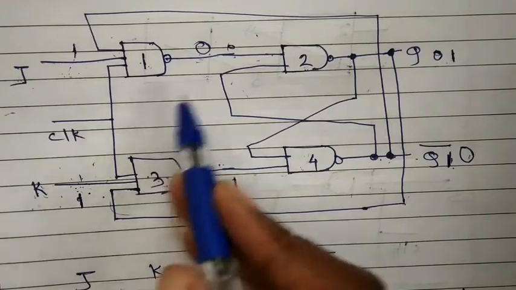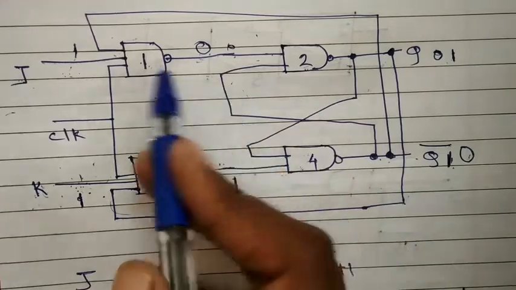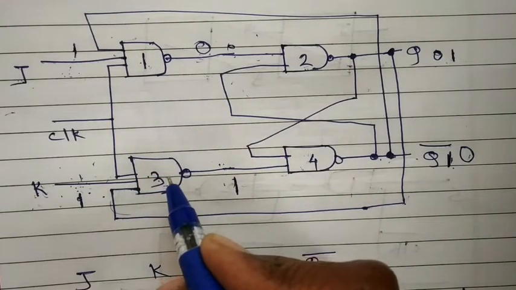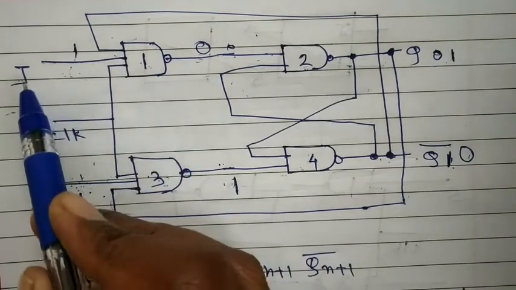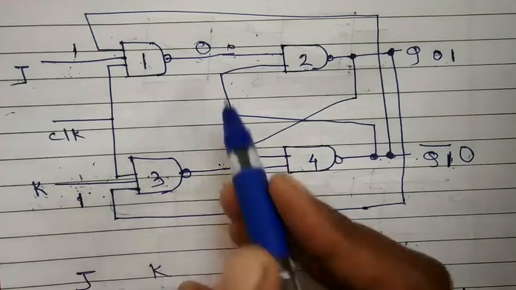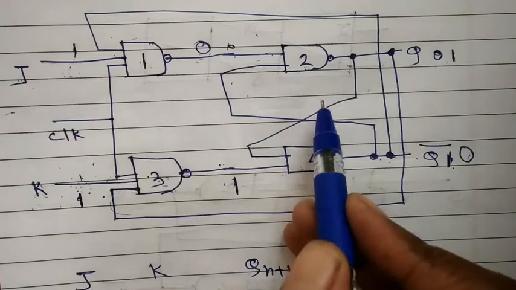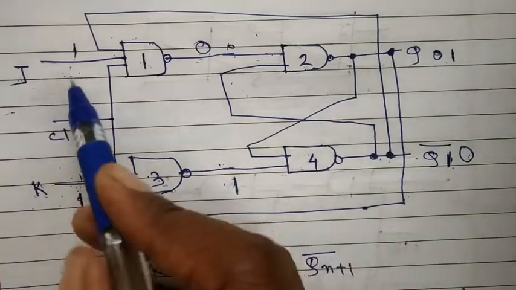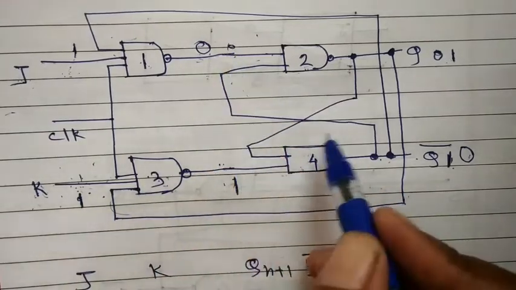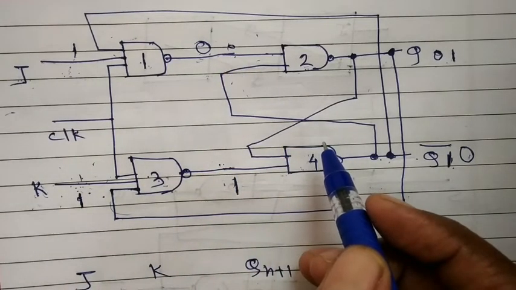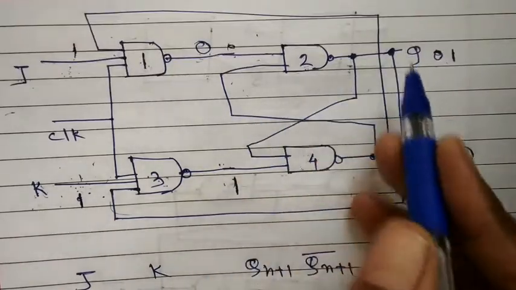The circuit is the same as the SR flip-flop. Only the feedback of Q and Q bar is applied to the input of NAND gate 3 and NAND gate 1 respectively. So in this case, if J is 0 and K is 0, the output will be 1, and then based on the feedback, same like the SR latch, the output will be generated. In the second case, if J is 0 and K is 1, then this will be 1 and this will be 0. Accordingly, based on the feedback again, same like the SR latch, the output will be generated.